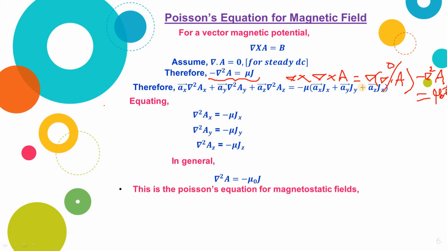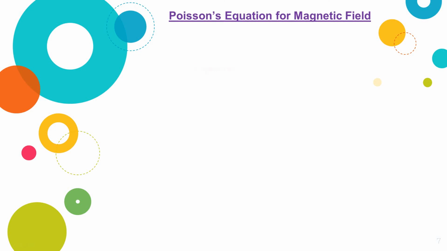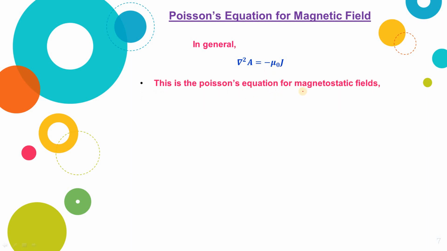This is called the Poisson's equation for magnetic field. Like in electric field, we have obtained the Poisson's equation for magnetostatic fields. This is a general equation. I repeat the previous two equations once again in this slide in order to understand better. In general we have obtained del square A is equal to minus mu naught into J. So this is the Poisson's equation for magnetostatic fields.